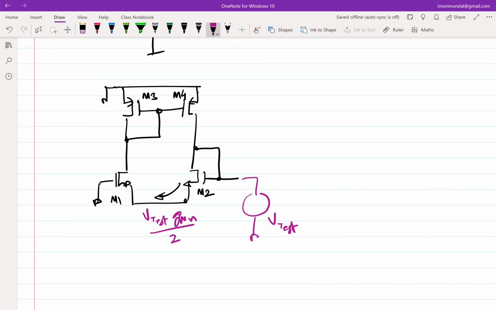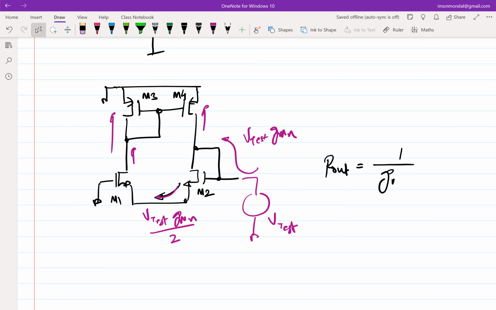So this current flows out, correct? This current is flowing out and going into this mirror, gets copied here also. So what is the current that is coming out of V test? So this will be V test times GMN, right? So what will be the R out? One over GMN.